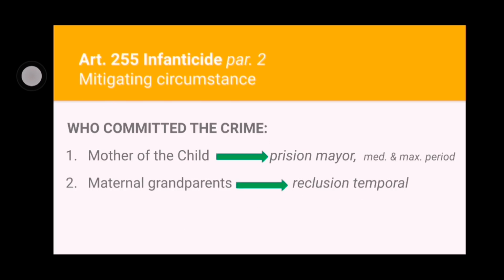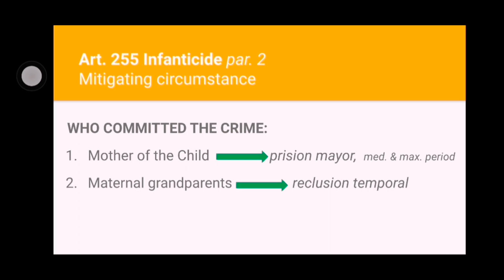If the mother of the child or the maternal grandparents of the child victim was the one who committed the crime, they can avail of this mitigating circumstance under paragraph 2. Again, if the one who committed the crime is either the mother of the child or the maternal grandparents of the child, they can avail of the mitigating circumstance under paragraph 2 of Article 255.